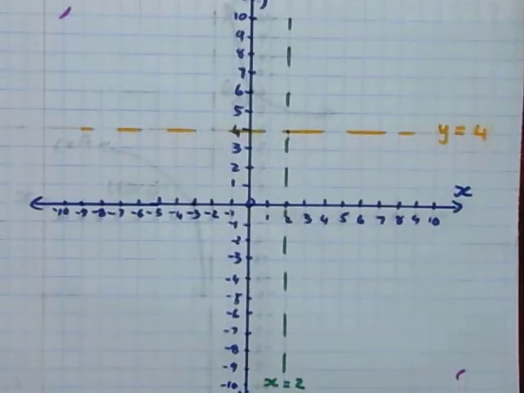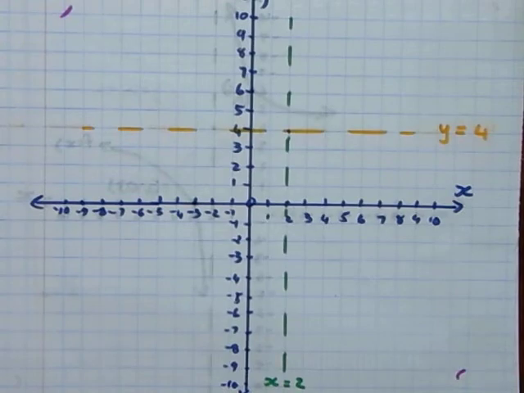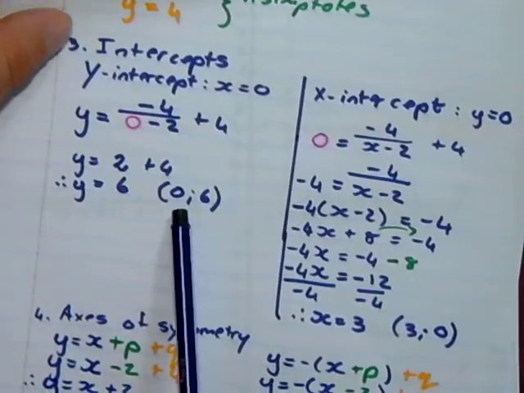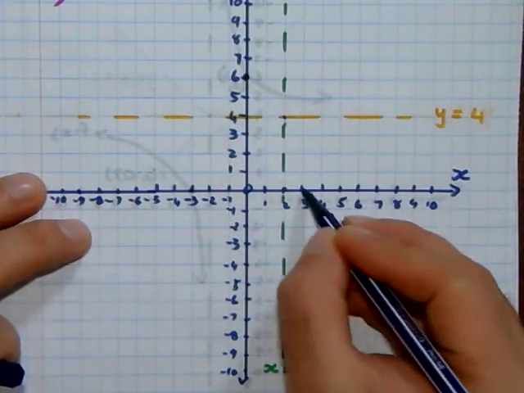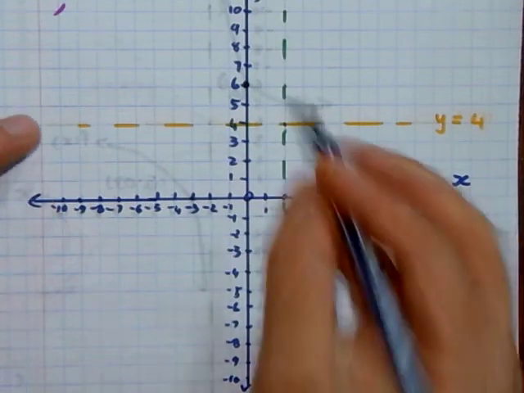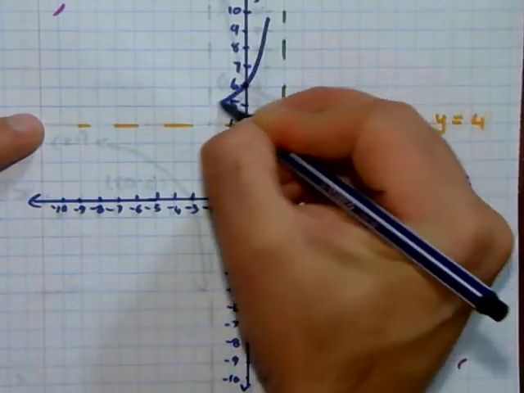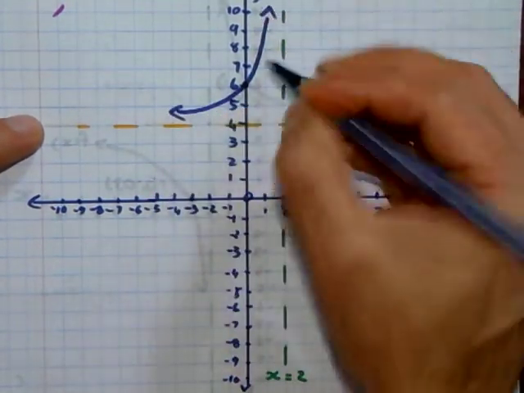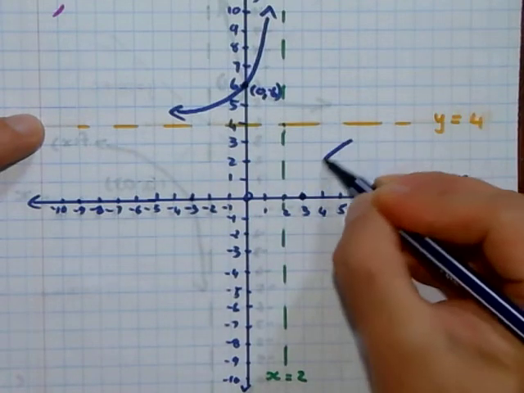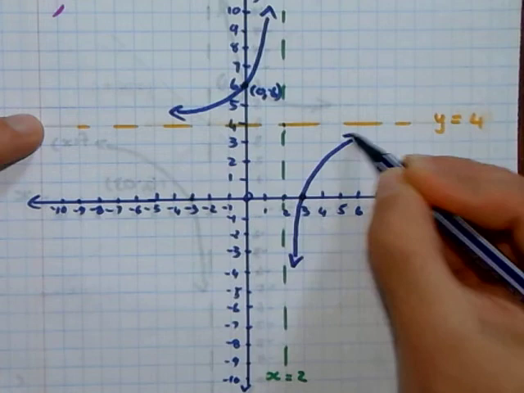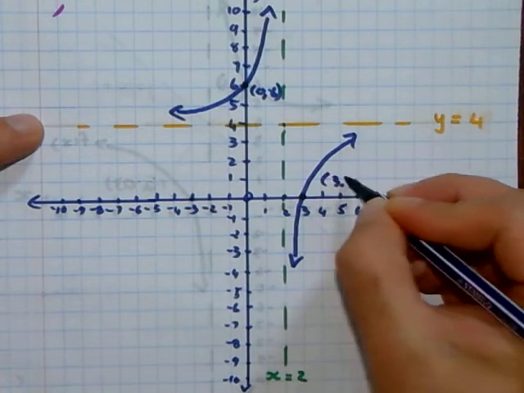Then we have our intercepts 0, 6 and 3, 0. It's my two intercepts, and we know my graph is going to have this shape this side, and this is 0, 6, and it's going to have this shape this side at the point 3, 0.